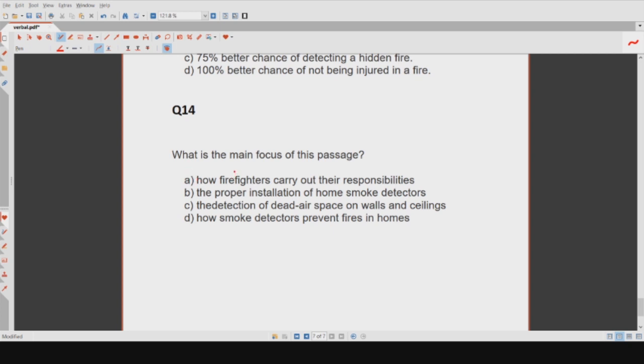Options are how firefighters carry out their responsibilities. Second, the proper installation of home smoke detectors. Third, the detection of dead air space on walls and ceilings. Fourth, how smoke detectors prevent fires in homes. The correct option for this is the proper installation of home smoke detectors. The main focus of this passage was on this, the proper installation of home smoke detectors.